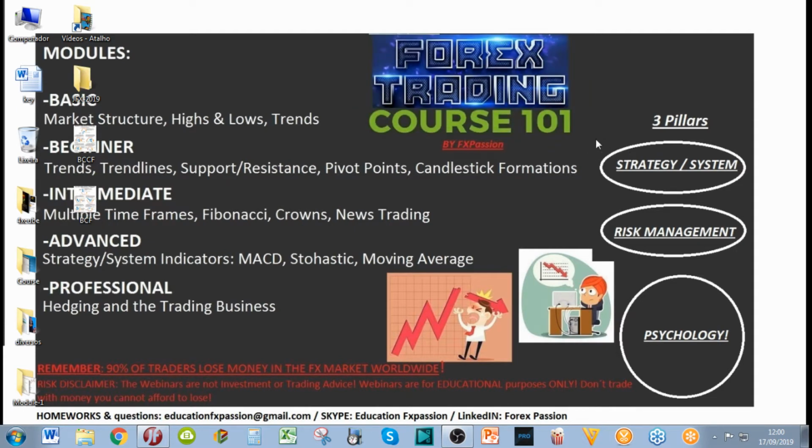We are trying to build the 3 pillars. Number 1, strategy and/or system. Pillar number 2 is to understand how risk management works, and the third, the big one, is the psychology part. And remember, if this is your first time, we are in the beginner module and we are going to end it in about a week or 2.